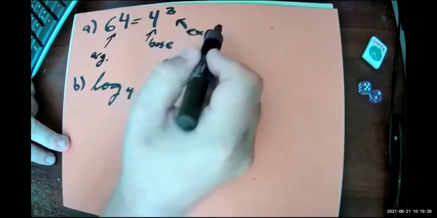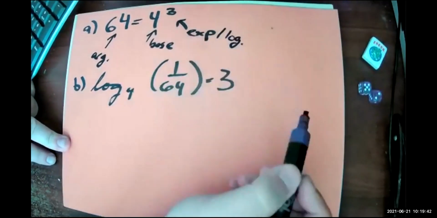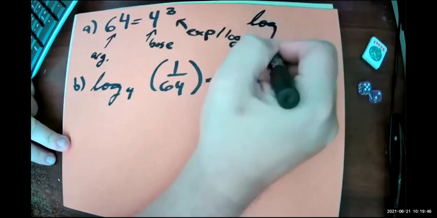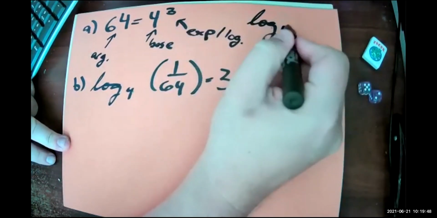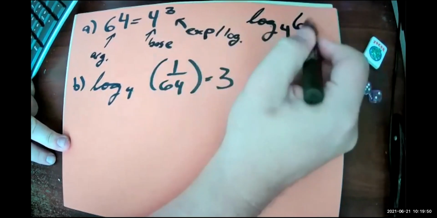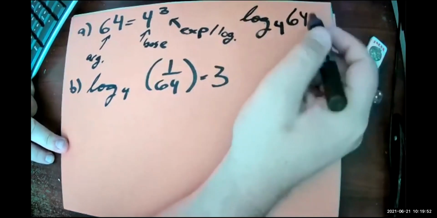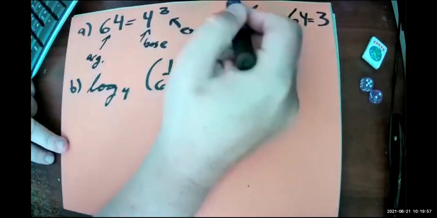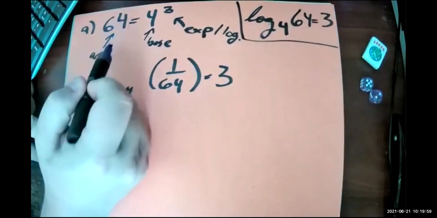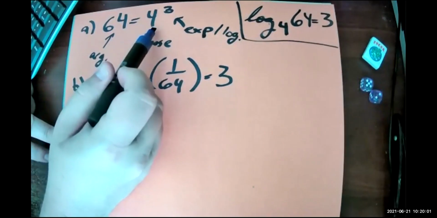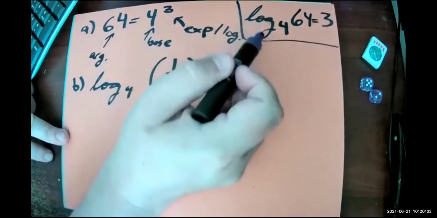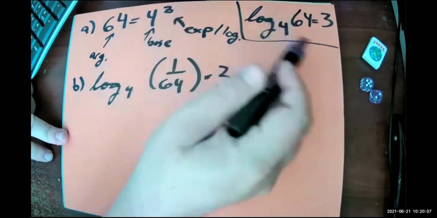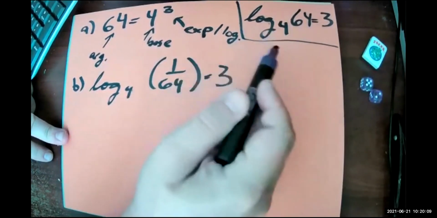Now, the exponent is the log, right? So what we're going to say is the log with a base of 4 with an argument of 64 equals the answer, or the exponent, or the log. This is what you're expected to come up with as a solution. Looking at an exponential equation, changing it into a logarithmic equation, it would look like this. It's just a matter of taking the 4 and the 3 and the 64 and moving them to different positions and writing log in the right way.